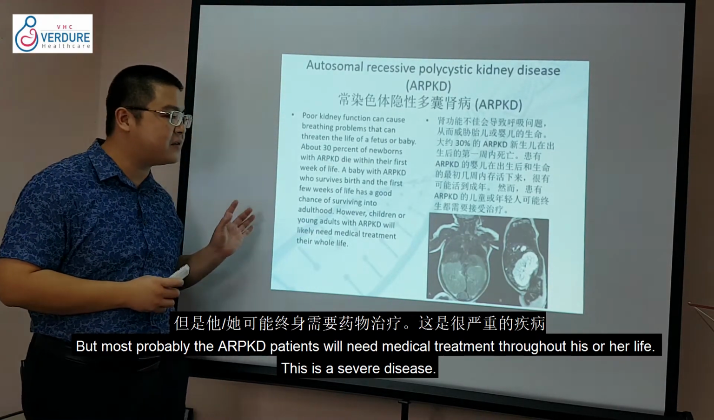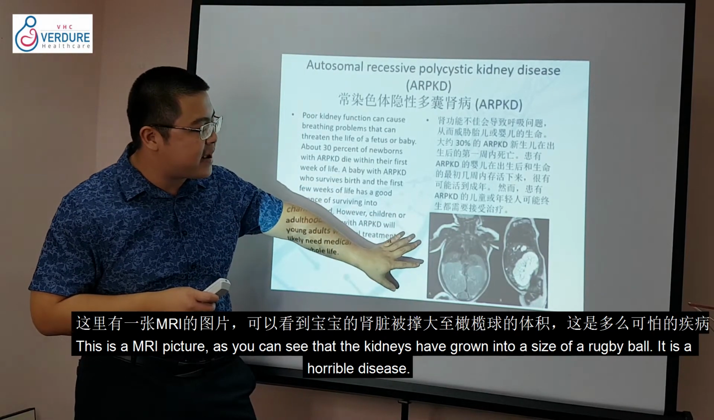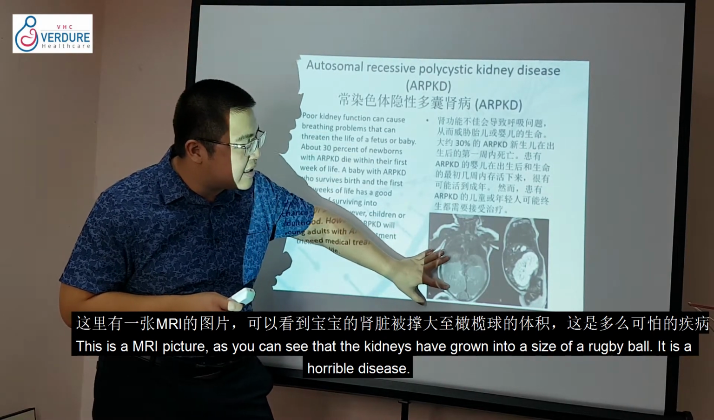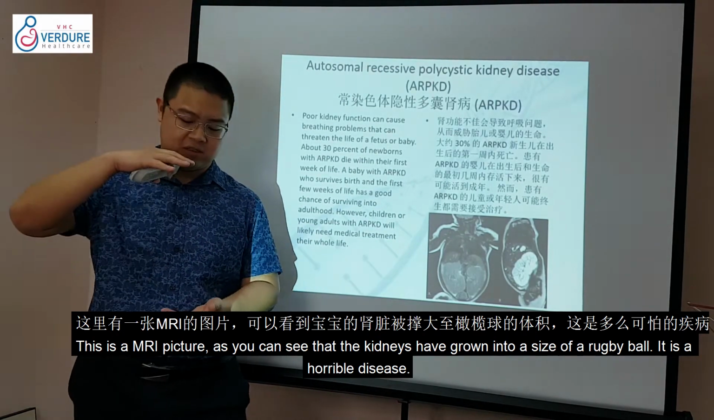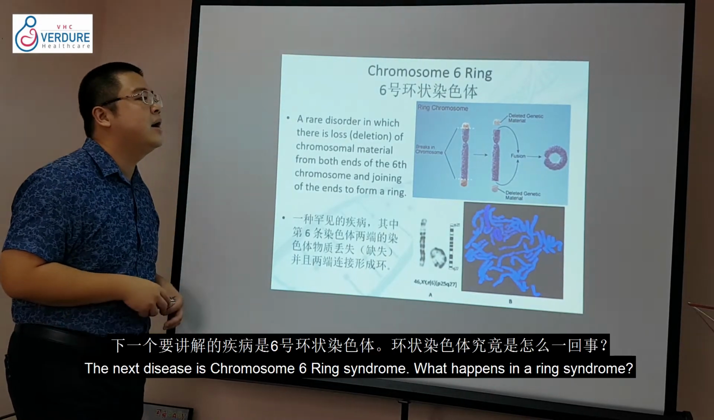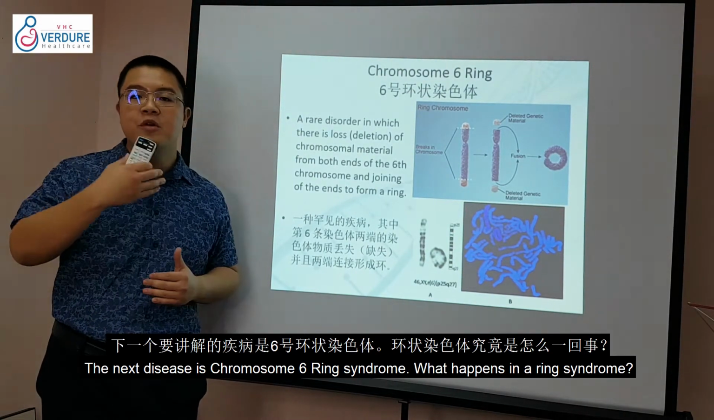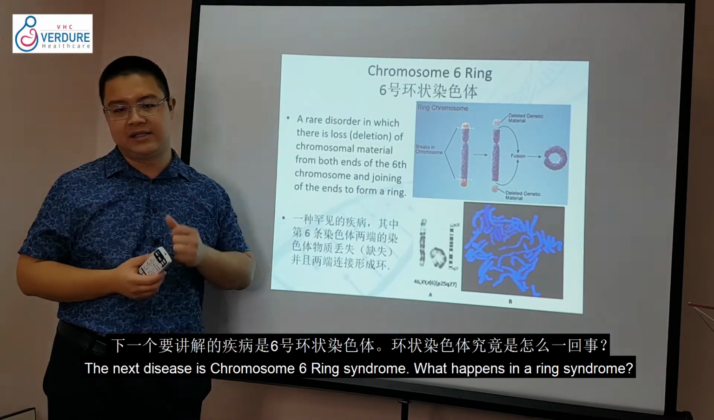Okay, so this is a very severe disease, and as you can see, this is an MRI picture, and the kidneys have grown to the size of a rugby ball. It's this big, and it's a horrible disease. Okay, and when we move on to the next disease, chromosome 6 ring syndrome.